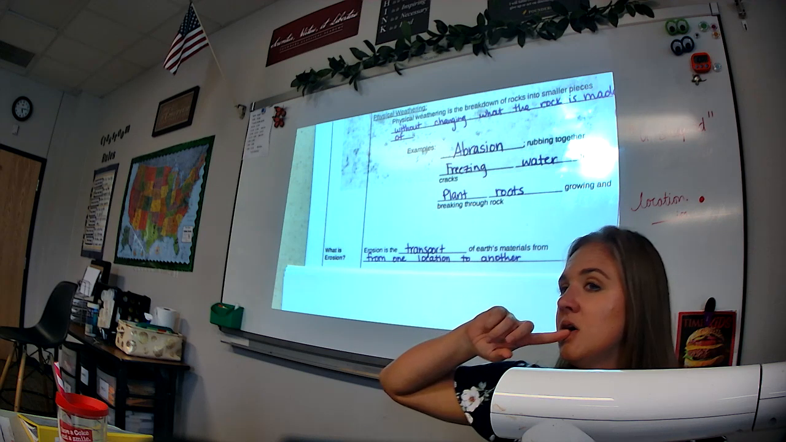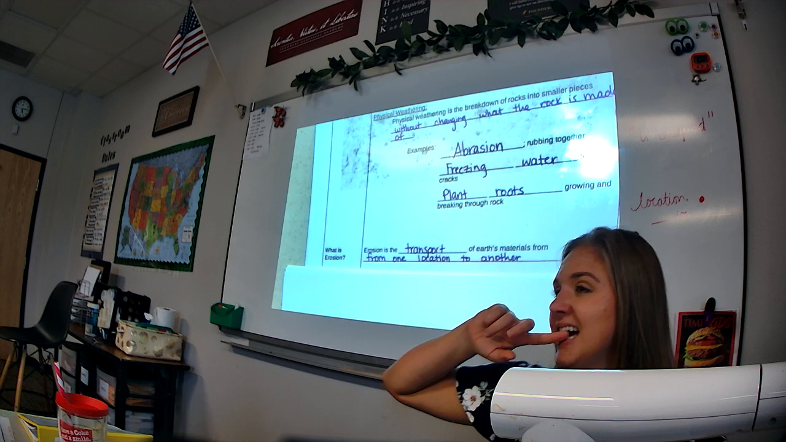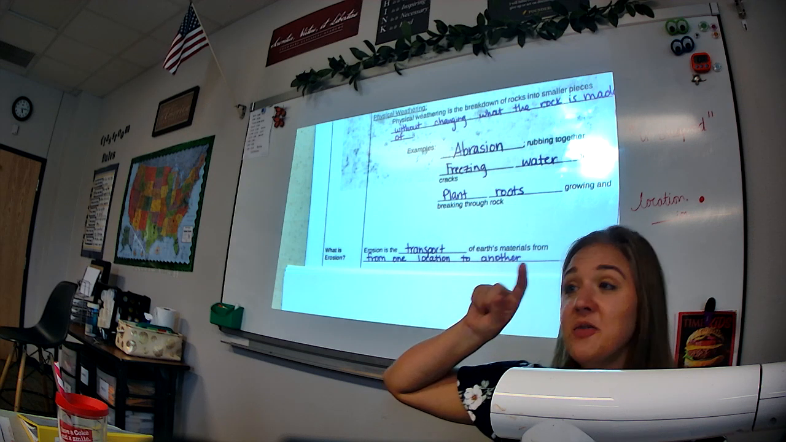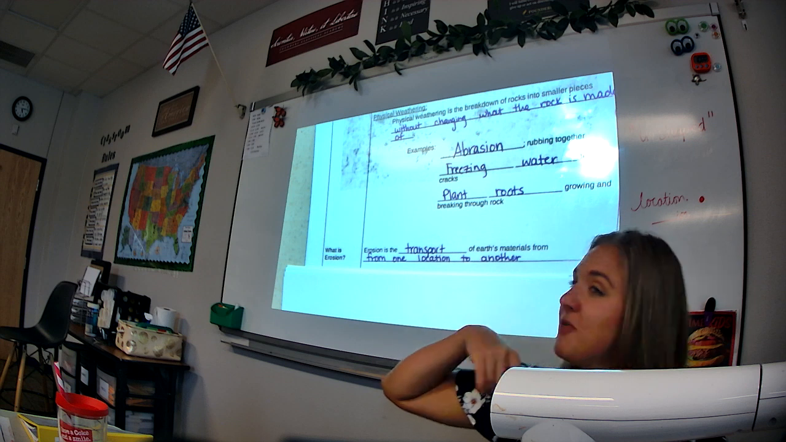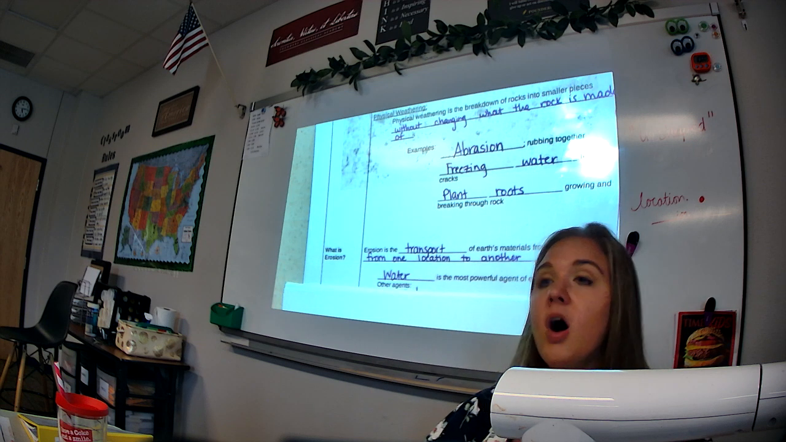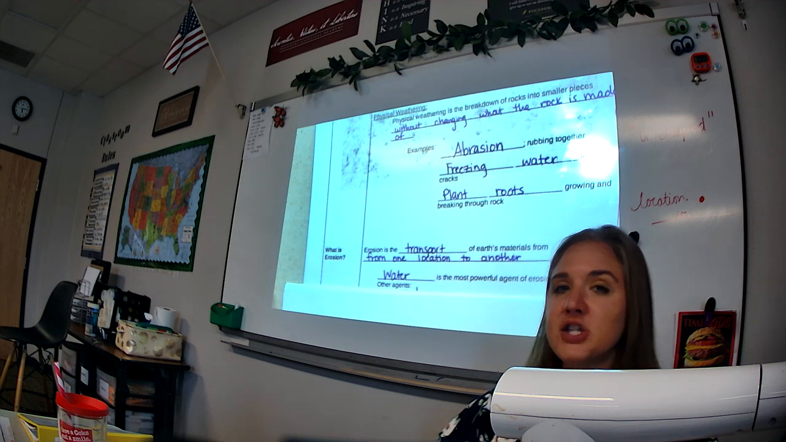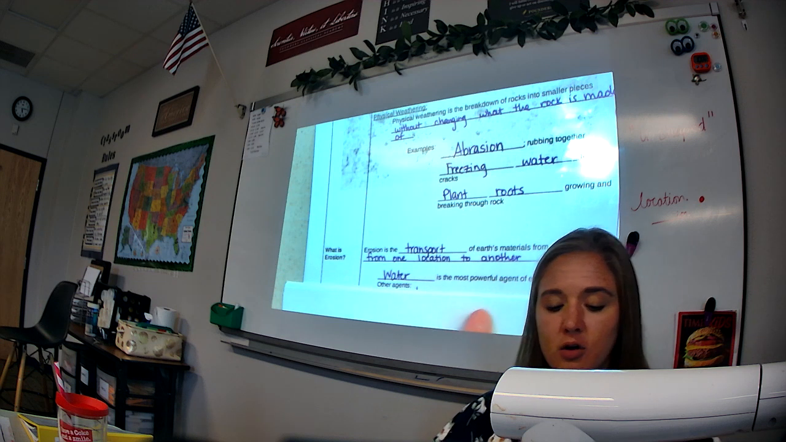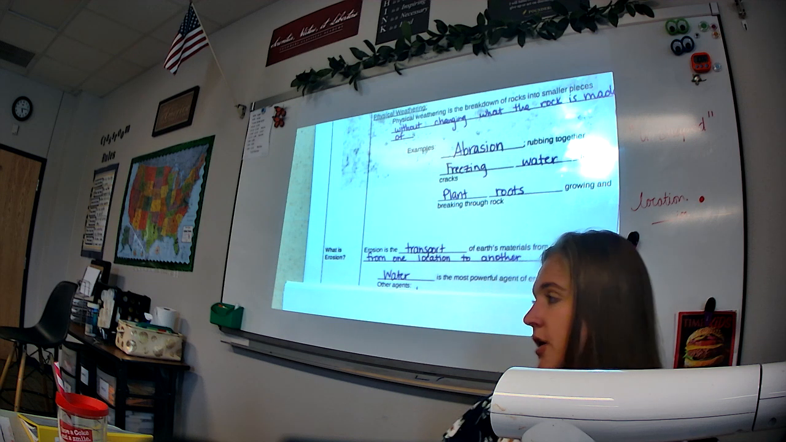Sadiksha? No, good guess though. Layla? No, that's another cause of erosion, but it's not the most powerful one. Matthew? Water. Water is the most powerful agent of erosion, or the most powerful cause of erosion on Earth. Yes.